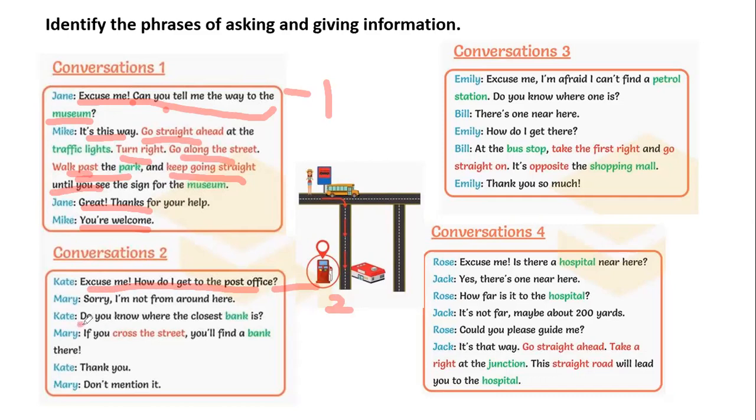Right? So, students, this is another way of asking for direction or information, right? Do you know where the closest bank is? Do you know where the school is? Do you know where the CDC center is? Right? So, likewise. So, this is another way. So, I would just number it as number 3. Okay? And then Mary is saying, if you cross the street, you will find a bank there.